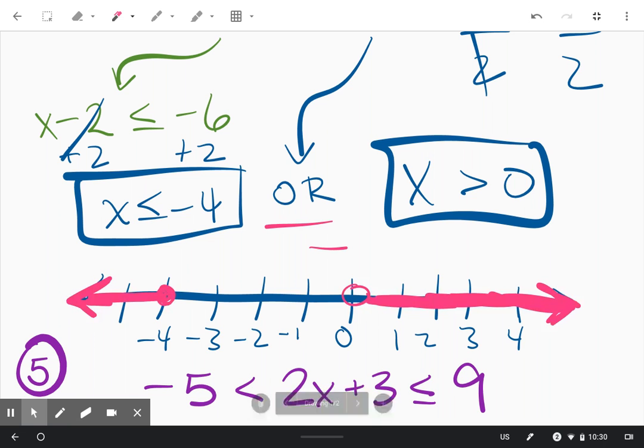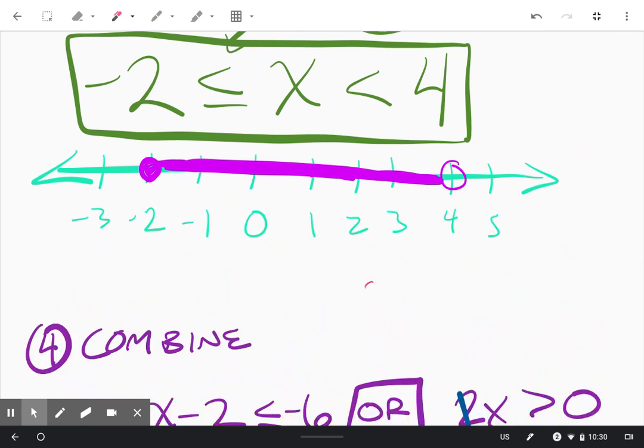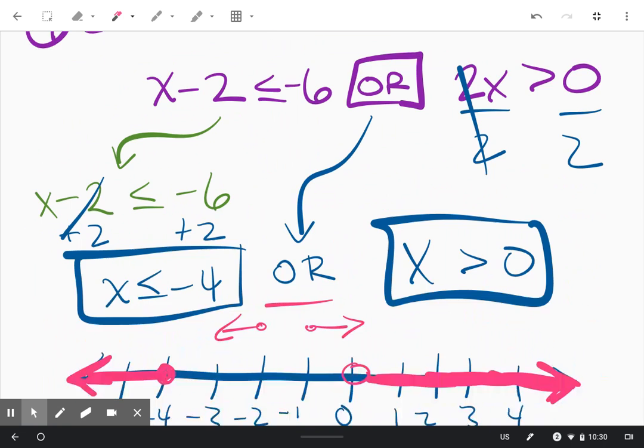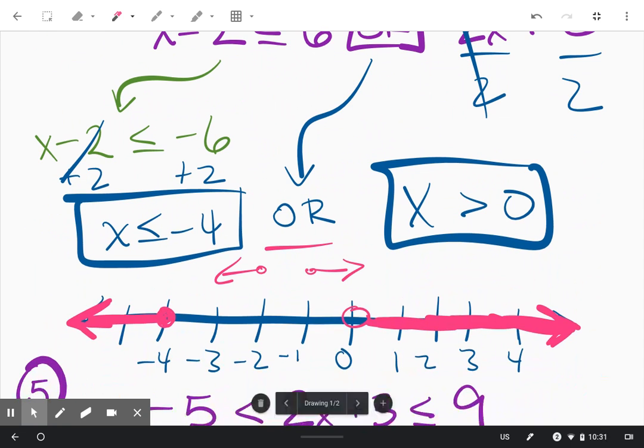So the or is going to go like this, right? Whereas the and is going to be like the one we had above, where it's going to be in between. So or is going to always give you this kind of look.